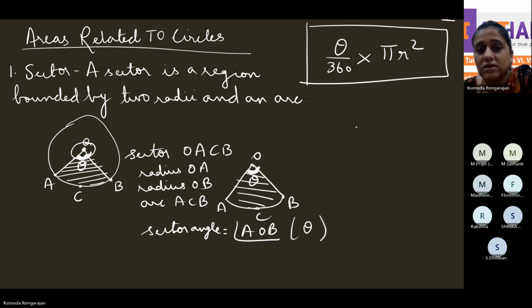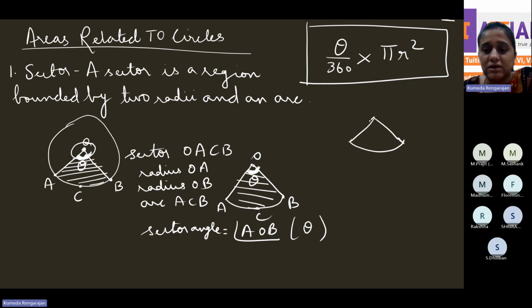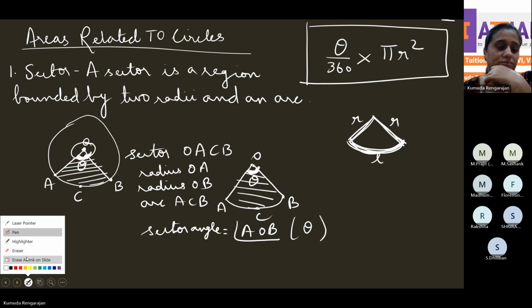Now again, a sector is a region bounded by 2 radii and 1 arc. So it's a closed figure. And the perimeter of the sector will be the length of the radius 2 times: R plus R plus L. L is the length of this arc. R plus R plus L will give you the perimeter of the sector.